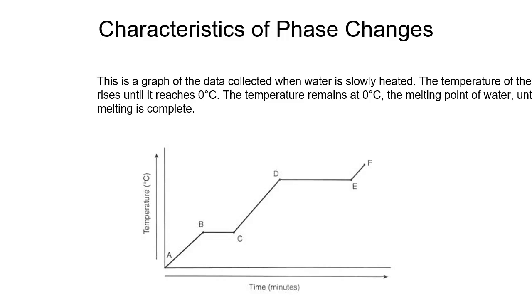This is a graph, the data collected when water is slowly heated. Please look at the segment AB. The temperature of the water rises until it reaches 0 degrees Celsius at point B. The temperature remains at 0 degrees, line segment BC, the melting point of water, until melting is complete.